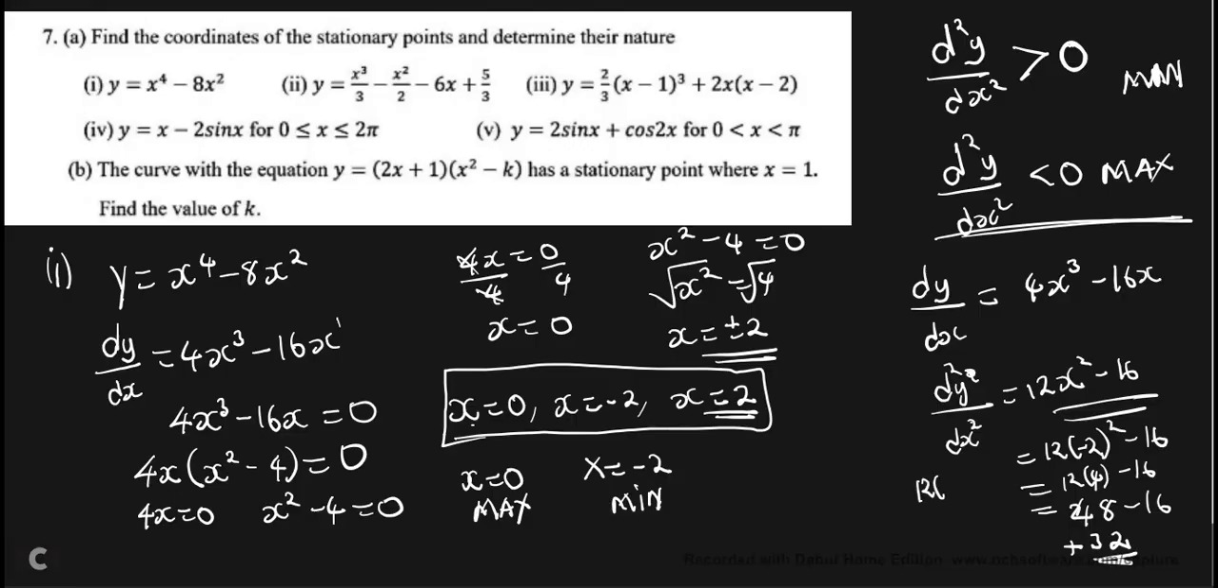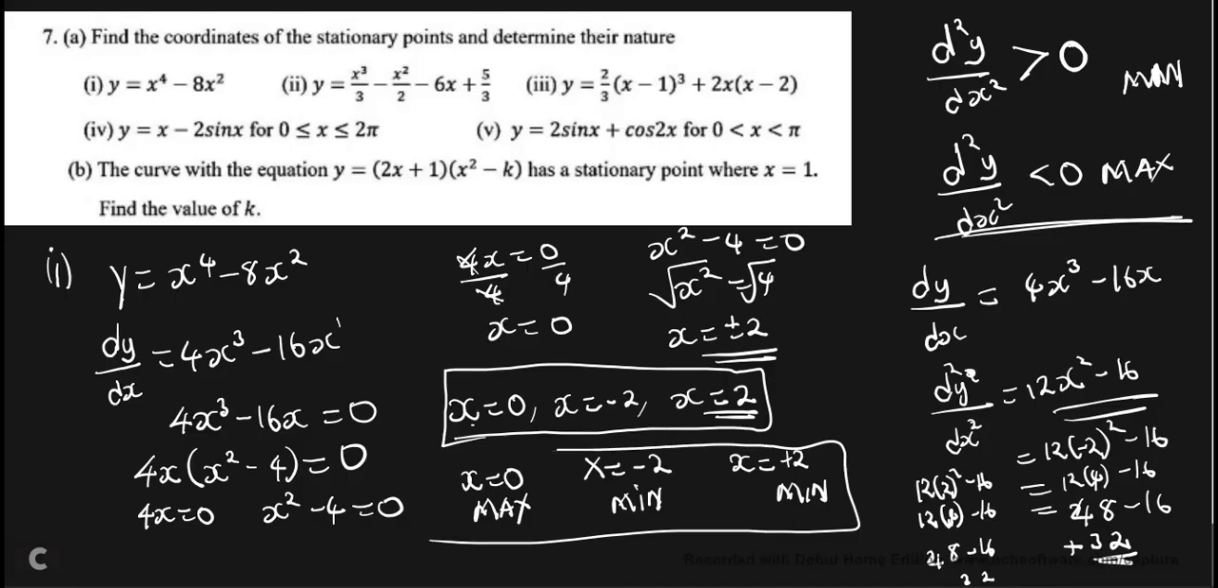You also do the same thing on the other one. You say 12 times 2 squared minus 16. Then 2 squared is 4, 4 times 12 is 48, minus 16. You find that your answer is 32. And this 32 is also greater than 0, meaning that x equals positive 2 is also a minimum. So this is what we call determining the nature. So that's how we determine. So let's go to the second question, which is A2.